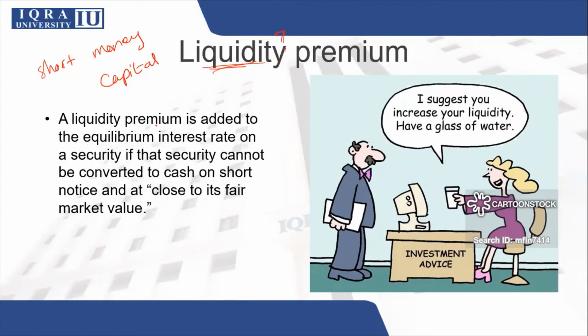A liquidity premium is added to the equilibrium interest rate on a security if that security cannot be converted to cash on short notice and at close to its fair market value. So there is a cost associated if a particular type of investment is not that liquid. If it cannot be converted into cash that easily, then the market interest rate is going to be high for that type of security.